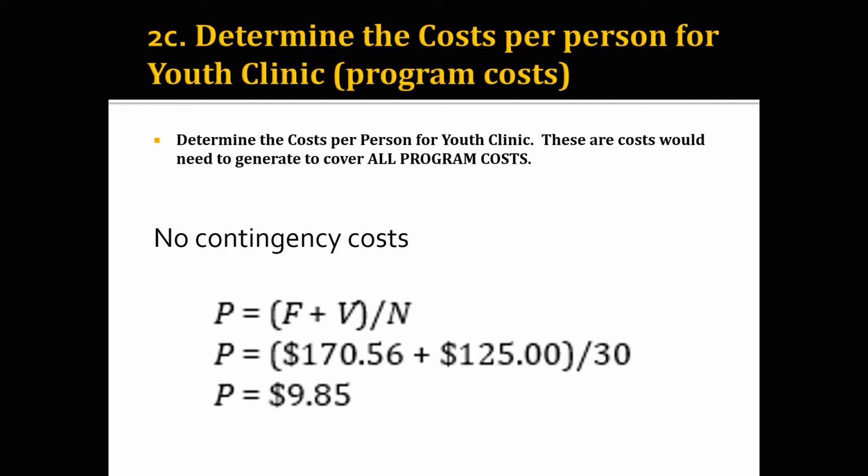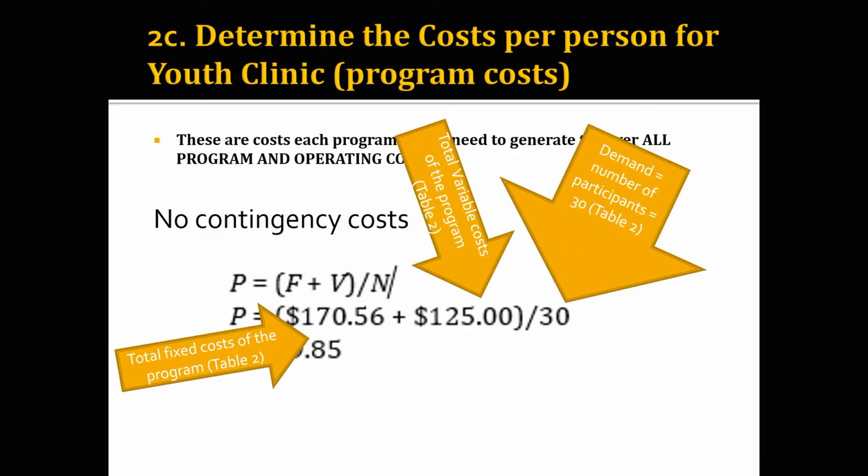So first we calculate this based on our program costs, adding up the fixed and variable, dividing by 30 to get us $9.85. Again, I got these from table 2, which is my program budget. My total fixed costs of my program, variable costs of my program, and demand, in this case, 30 children.